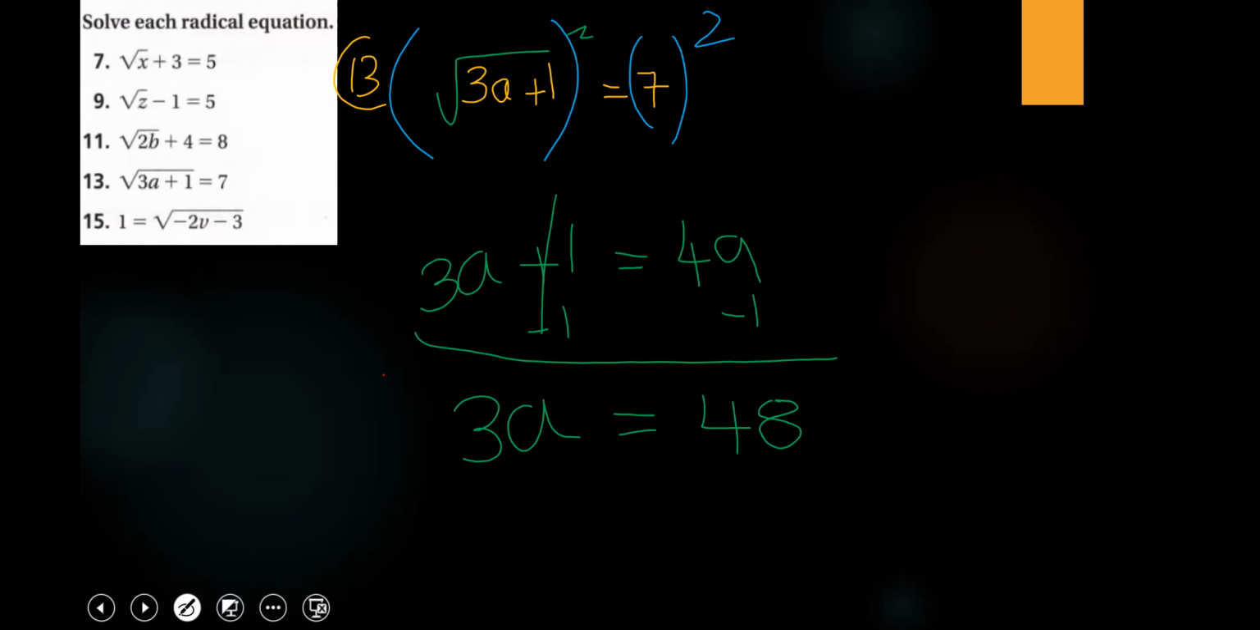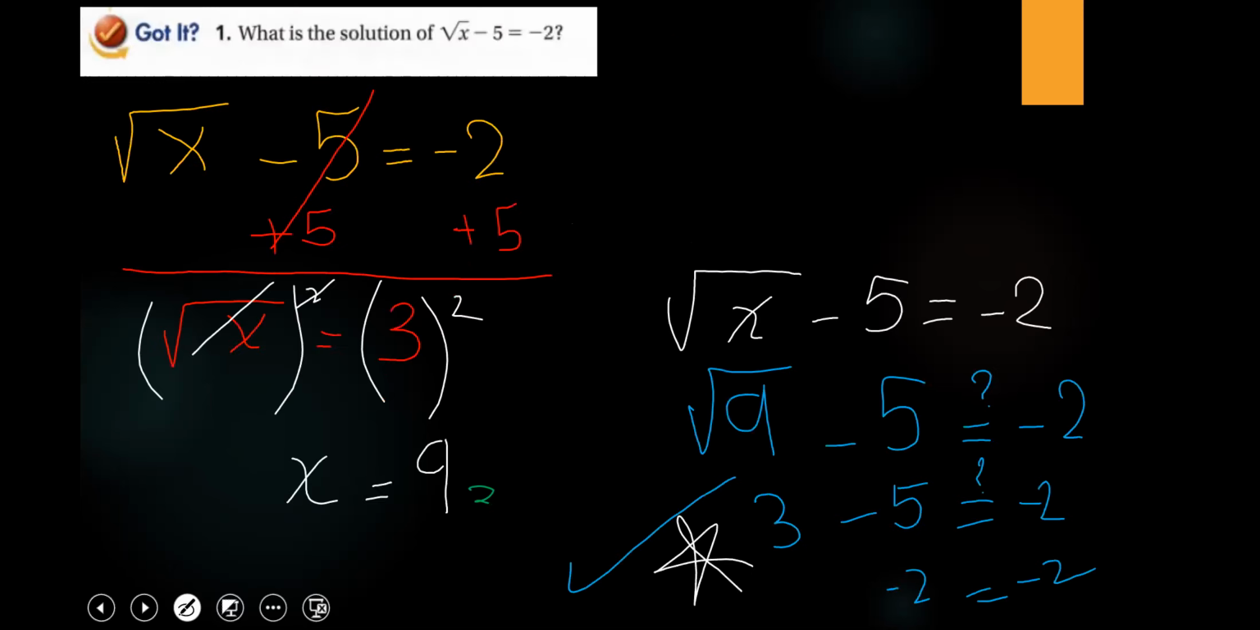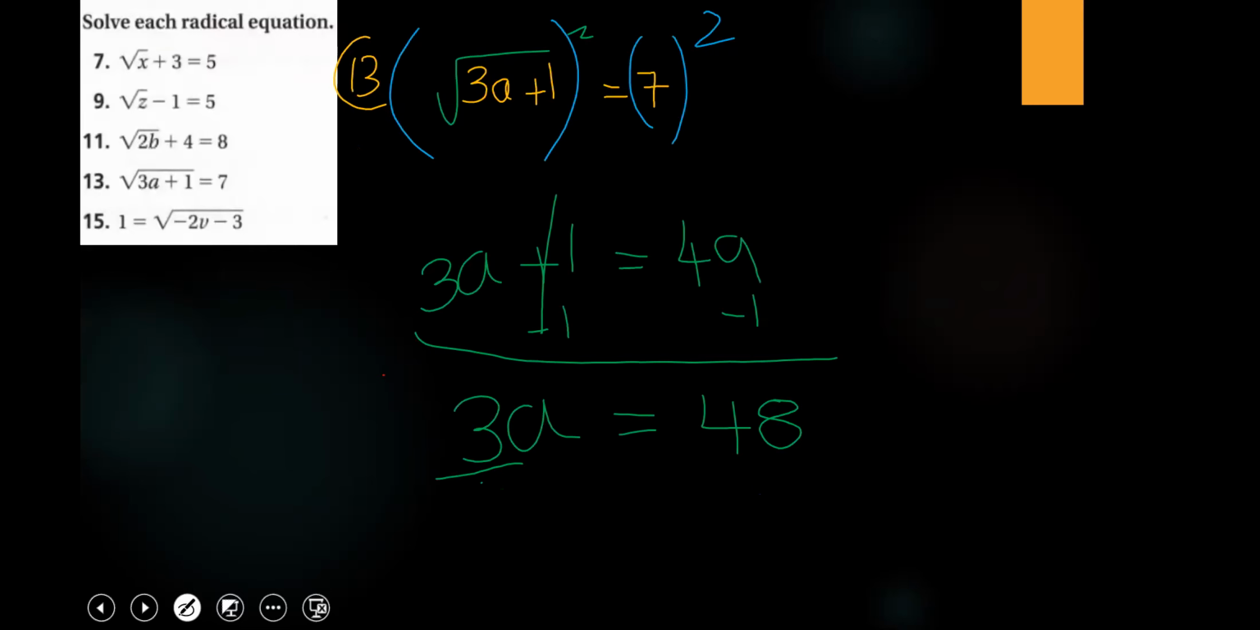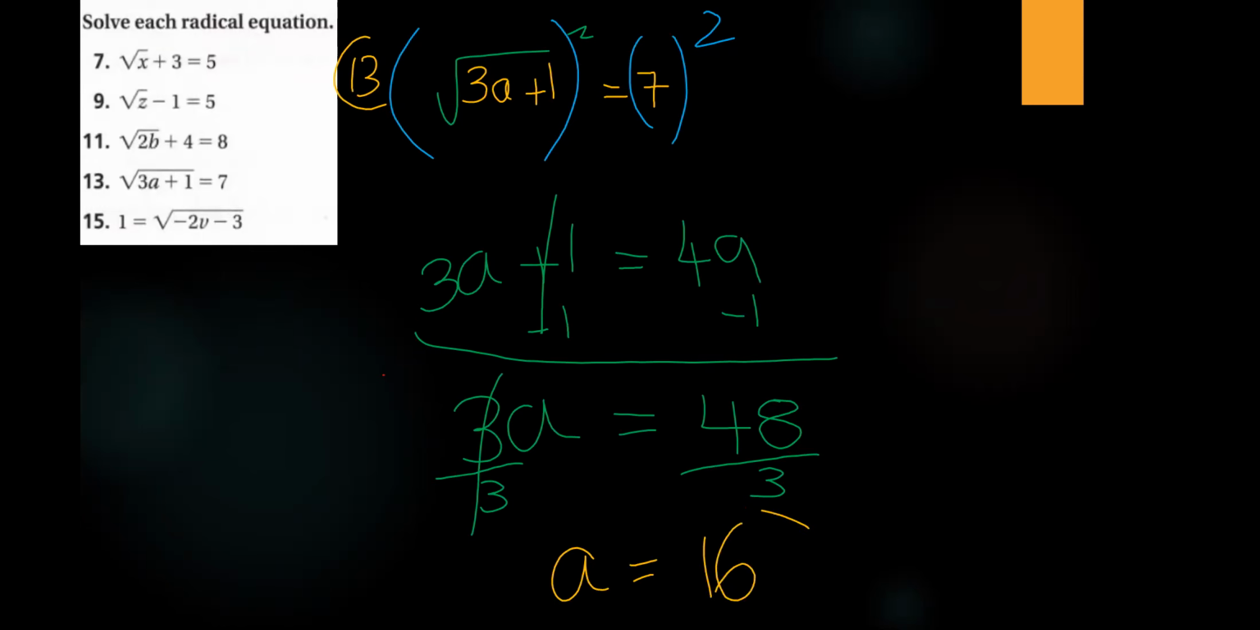I didn't finish. I have 3a, I want only a. So what do I have to do? Divide by 3. So a now is 48 over 3, which is 16. So this is now the final answer.